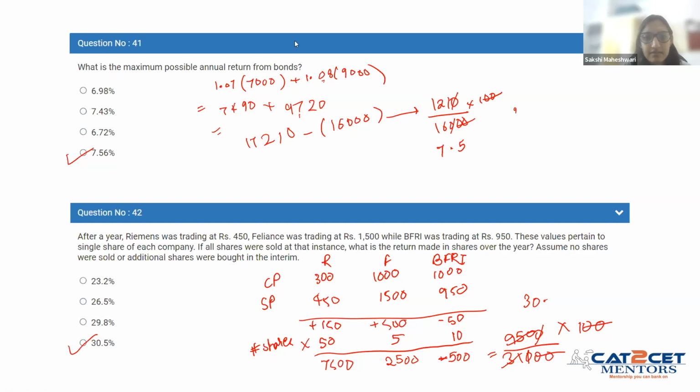Right? Isn't BFRI 11 shares? No, it was 11K. Oh, is it? Did I make a mistake? Wait. Let me go back.